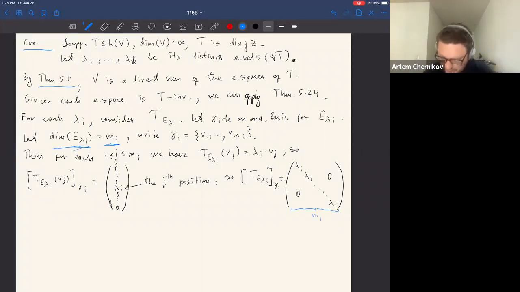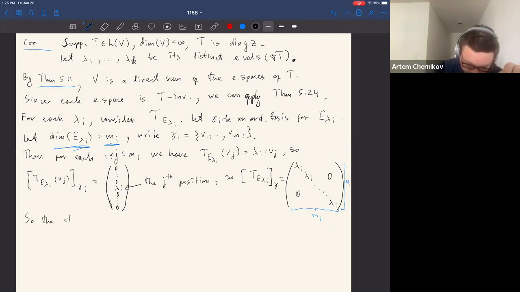So this is an mi by mi matrix. So this is mi many columns and mi many rows. Okay. So the matrix has this very simple form for the restricted operator, restricted to E lambda I. So we can calculate the characteristic polynomial very easily.